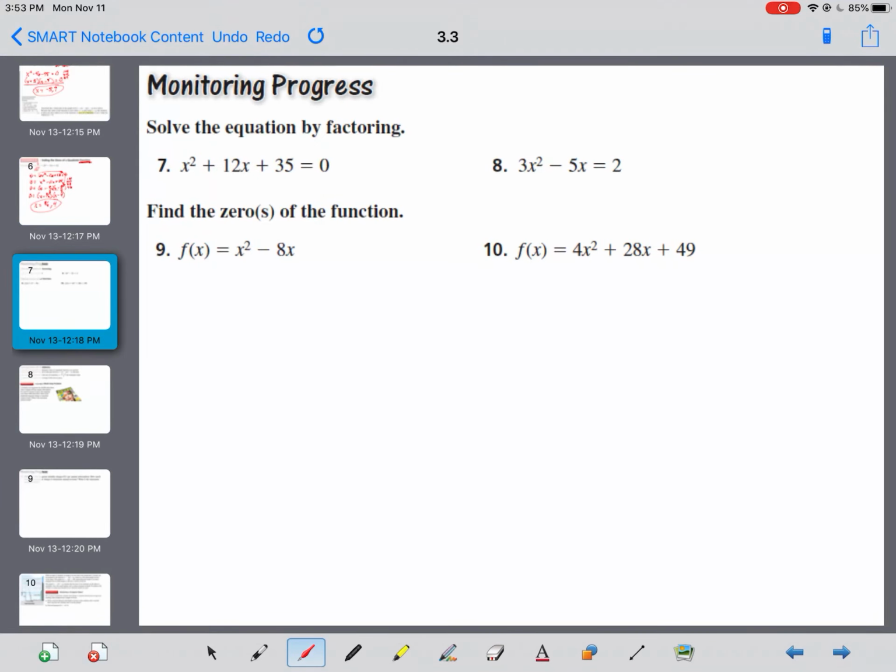So we've got two different kinds here. 7 and 8, solve them by factoring. 9 and 10, find the zeros of the function. They didn't really tell you how to solve, but I'm going to say do it by factoring if you can. So try 7 and 8 right now. Give it a pause, try 7 and 8.